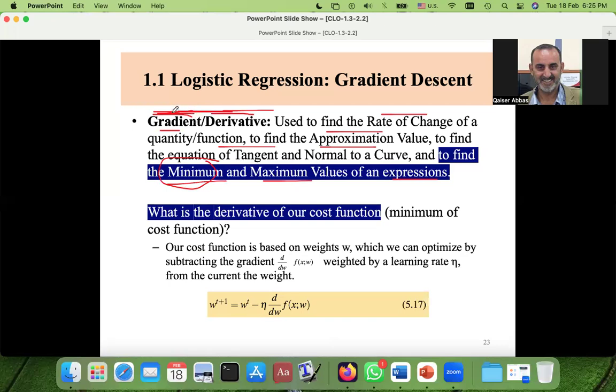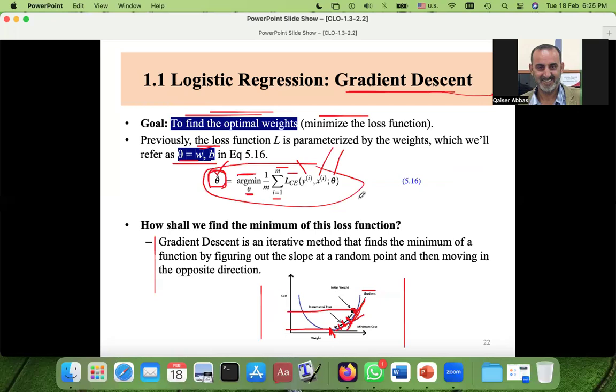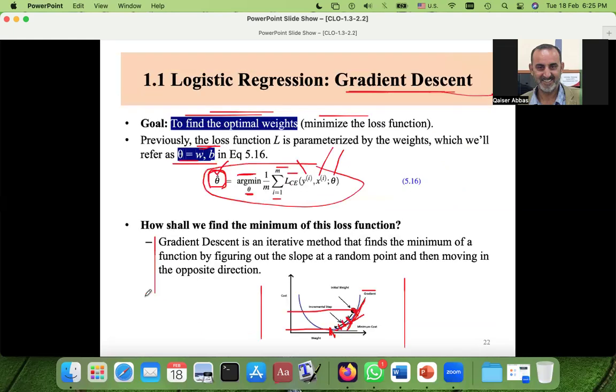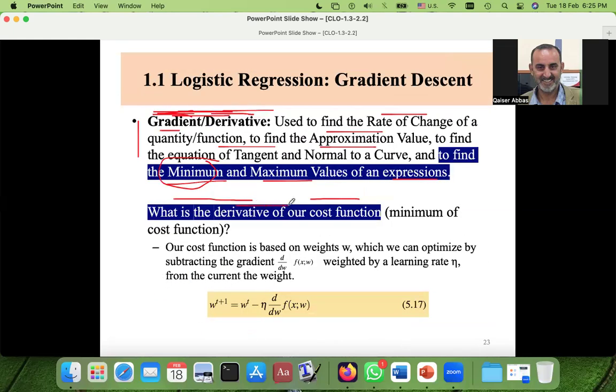Okay. So this is gradient. Gradient can be used for these things. And then the question is, what is the derivative of our cost function? This is our cost function, the loss function. The other name is cost function. We want to minimize it. So that's why the minimum of that cost function is our gradient, our derivative, whatever you want to say.